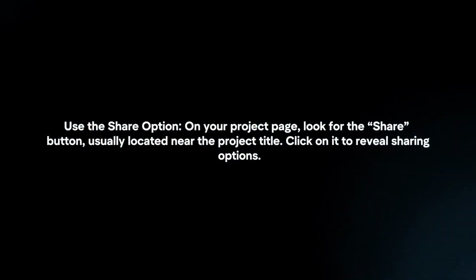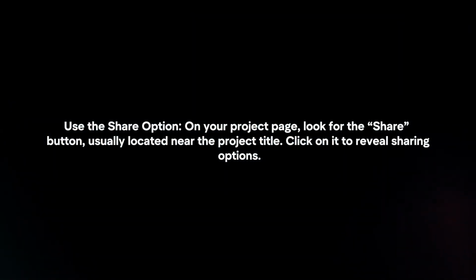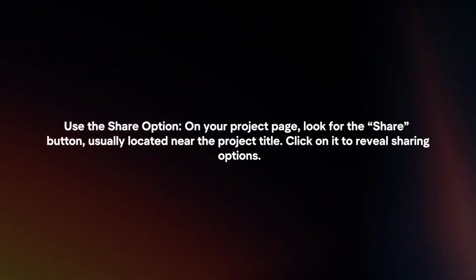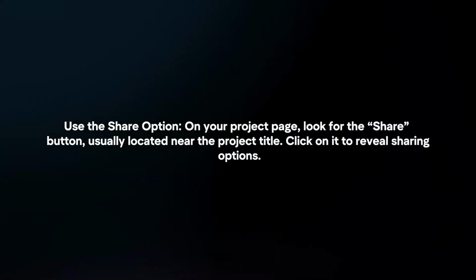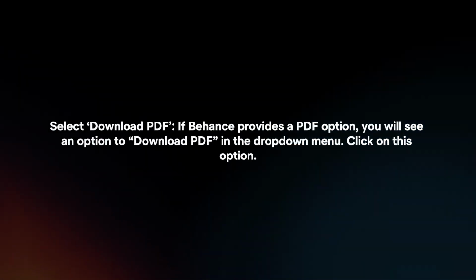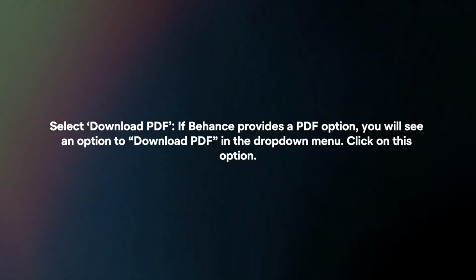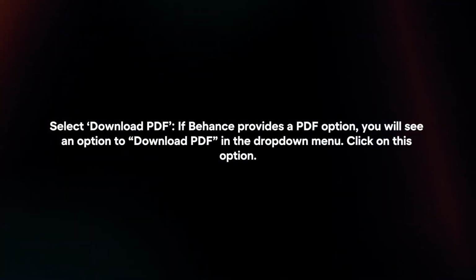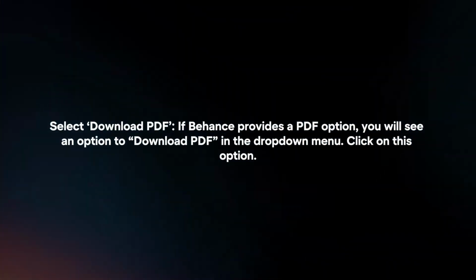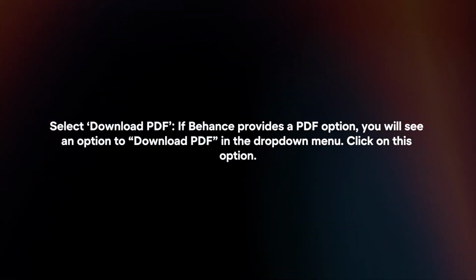Use the Share option. On your project page, look for the Share button, usually located near the project title. Click on it to reveal sharing options. Select Download PDF. If Behance provides a PDF option, you will see an option to download PDF in the drop-down menu. Click on this option.